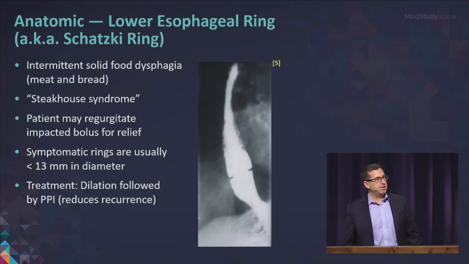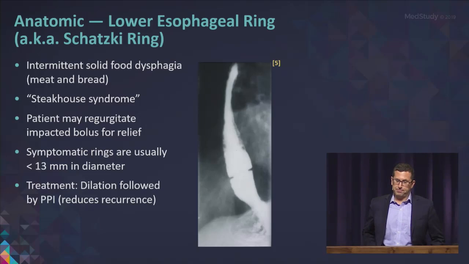Unfortunately, if they can't regurgitate it back up, they come into the emergency room, and it's a major issue, and we have to go down endoscopically and remove the meat. And that happens, unfortunately, very frequently. The key number to remember in terms of how narrow it could be before a ring becomes symptomatic is 13 millimeters. So that's a key number.